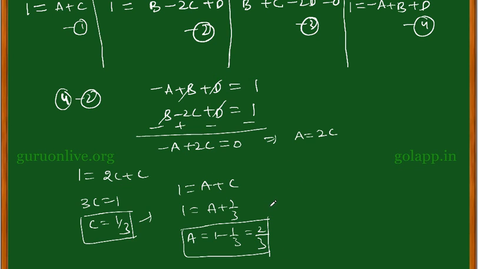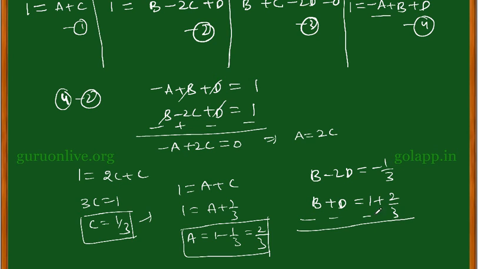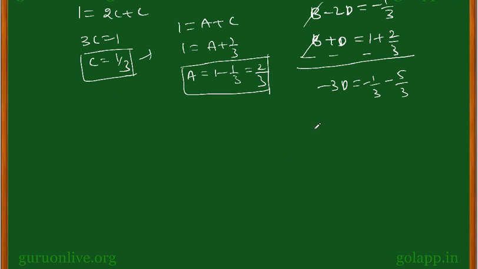Now if you substitute these C and A values in equations 3 and 4, you will get two other equations: B minus 2D is equal to, the C will become minus C over there, so you will get 1 minus 1 by 3. And in the fourth equation, if you substitute A as 2 by 3, you will get B plus D is equal to, there it is minus A, so it will become 1 plus 2 by 3. Now if you subtract these equations, plus B and minus B get cancelled. You will have minus 3D, which is equal to minus 1 by 3 minus 5 by 3. From this I can write minus 3D is equal to minus 6 by 3, or D is equal to 2 by 3.